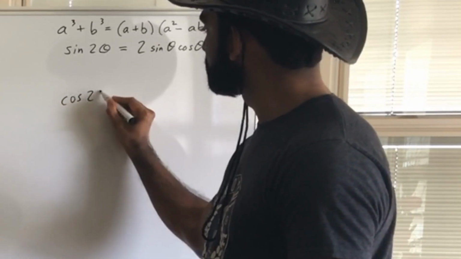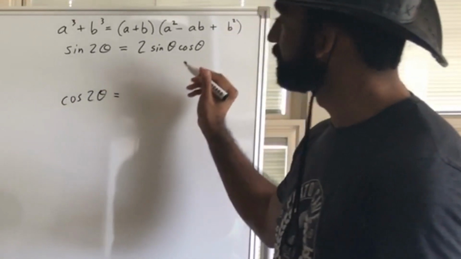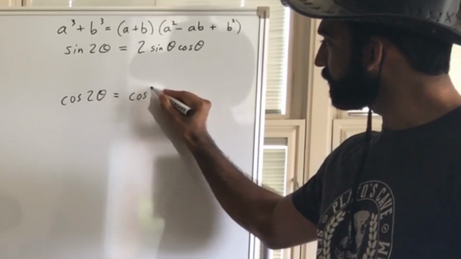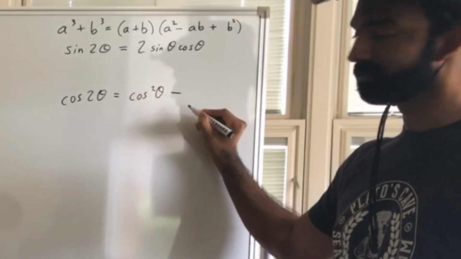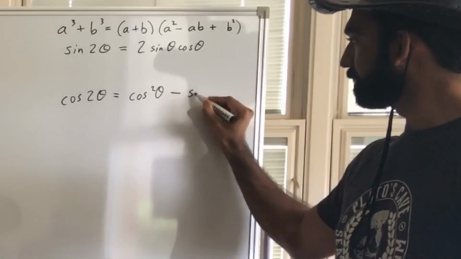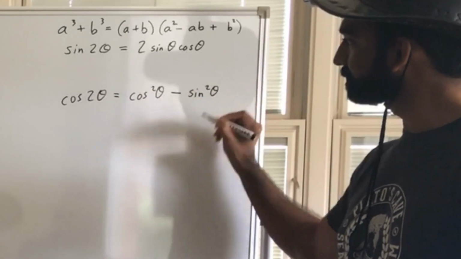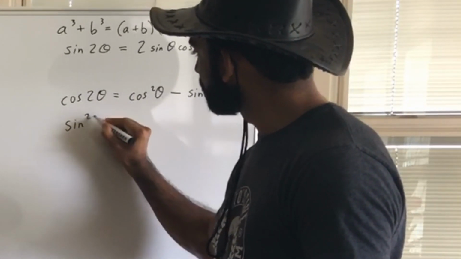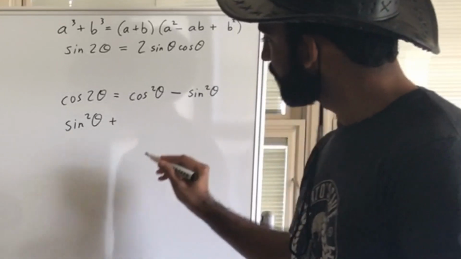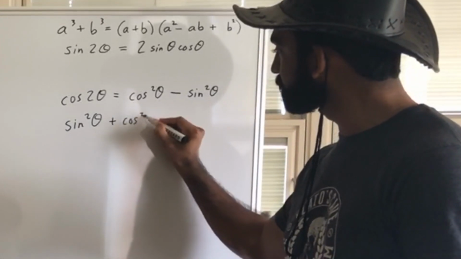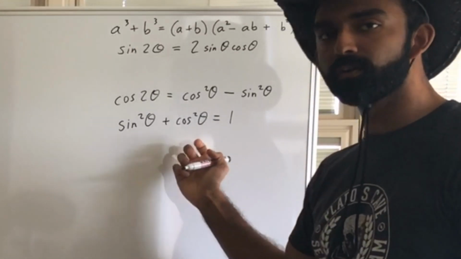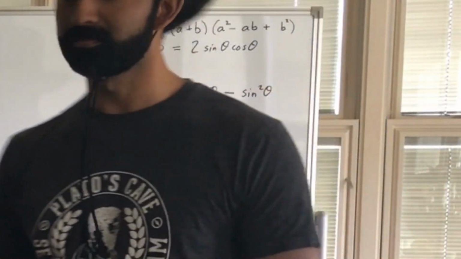What about cos of 2 theta? What does that familiar friend equal? It's cosine squared minus, not 1, but sine squared. And last but not least, if I square sine of anything and I add that to cosine squared of the same thing, that's always equal to 1. That's your Pythagorean identity in trig.